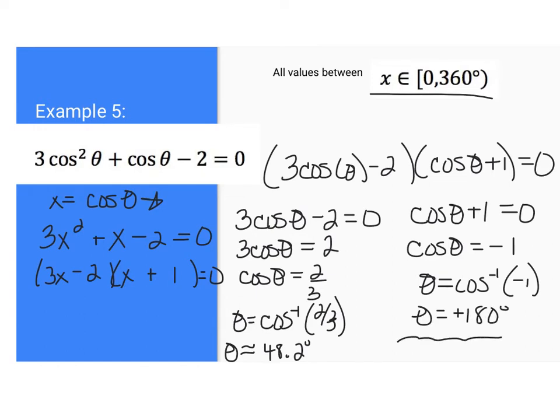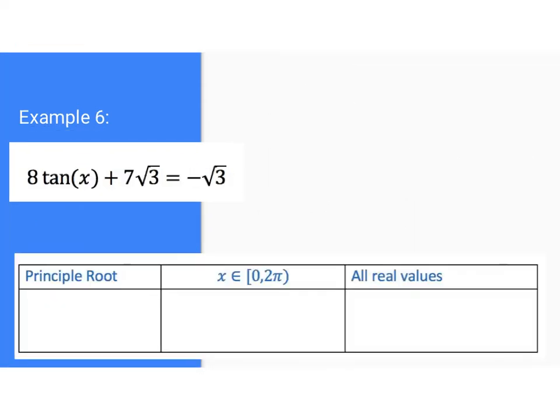So we get 2 solutions for this question. One of them was on the unit circle, one was not. Again, we use substitution to be able to solve. Here's another question that we're going to go through. It has about the same level of difficulty.